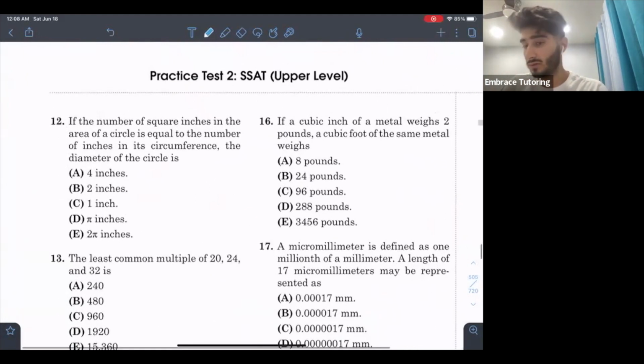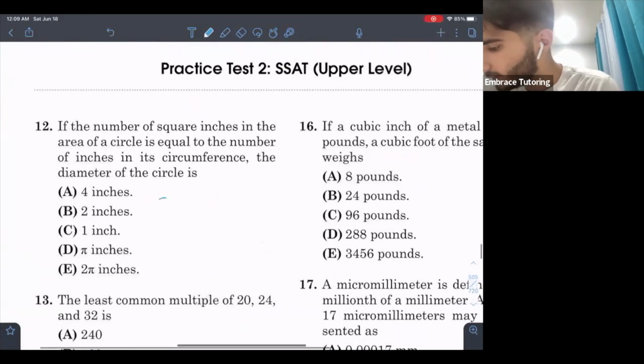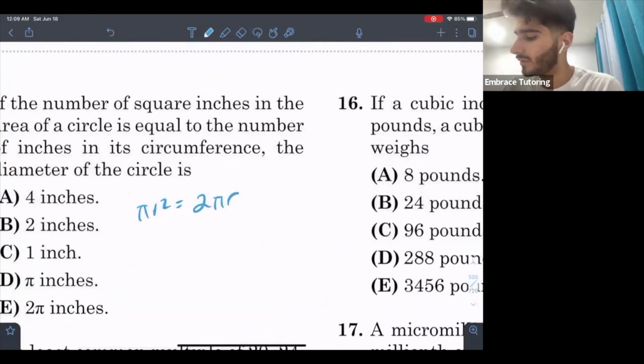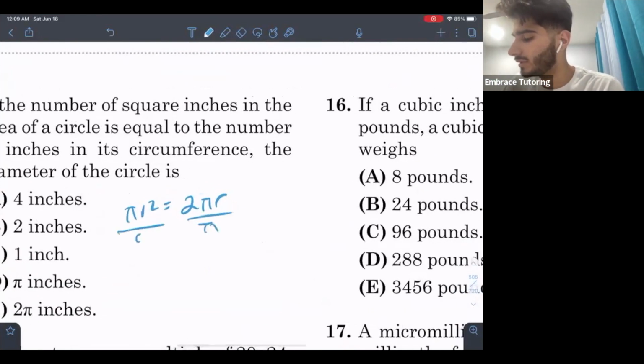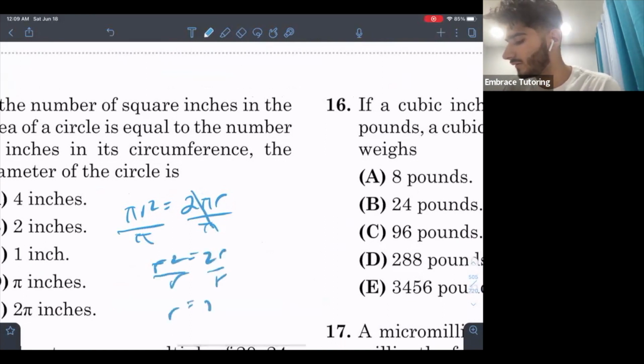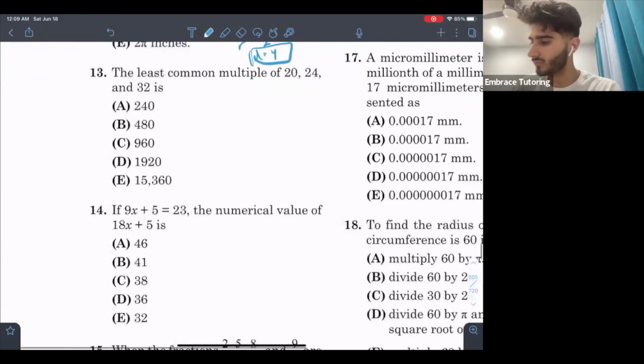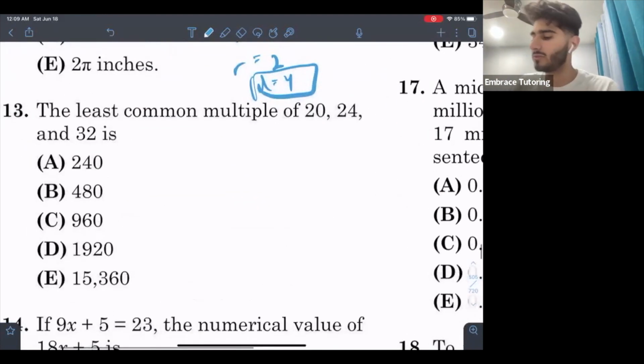Question 12. If the number of square inches in the area of a circle is equal to the number of inches in its circumference, so area of a circle, pi r squared is equal to circumference 2 pi r. The diameter of the circle is what? So if you divide pi on both sides, you should get r squared is equal to 2r. Divided by r on both sides, r should give you 2, meaning diameter should give you 4. Choice A for 12.